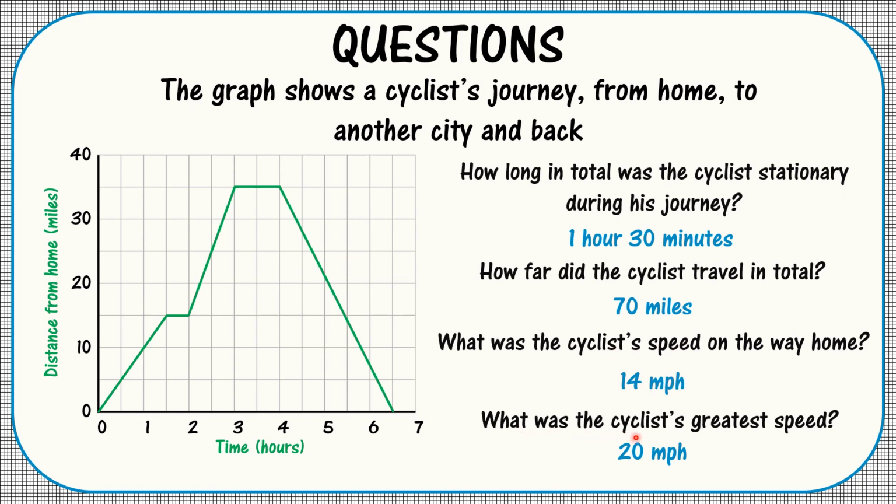What was the cyclist's greatest speed? So what you need to know about these slopes is that the higher the gradient, the faster the speed. So this line has the highest gradient. From this point to this point is 20. So from 15 to 35 is 20. And you divide it by the time. So it's 1 hour. So it's 20 divided by 1, which gives us a final answer of 20 miles per hour.